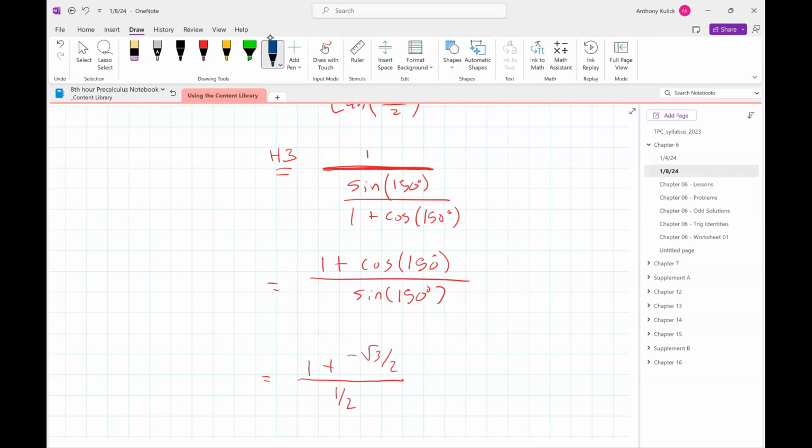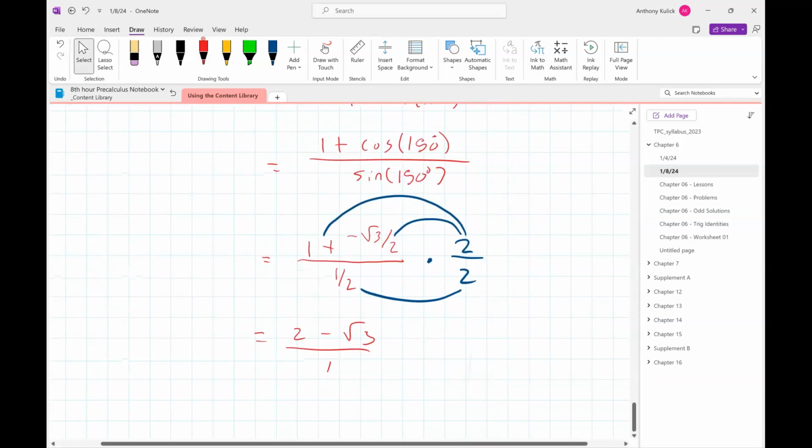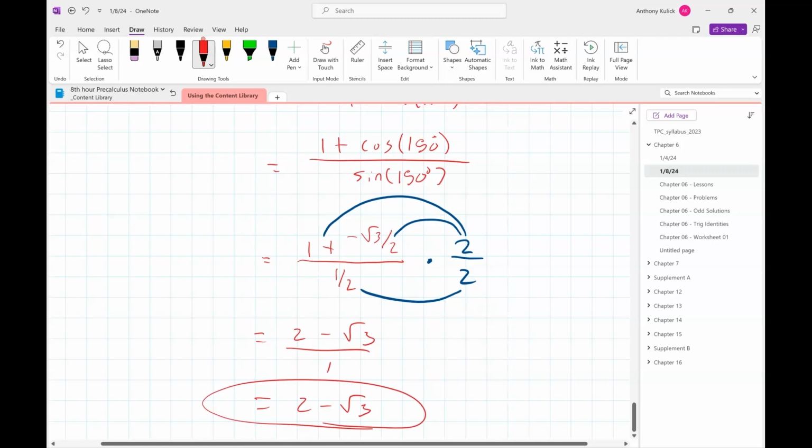What's the issue? Fractions inside of fractions, right? What do I have to multiply the top and bottom by to take care of that? Yeah. So multiply by 2. Bloop. So I end up with 2 minus root 3 over 1. And anything over 1 is just itself. There's my final answer.